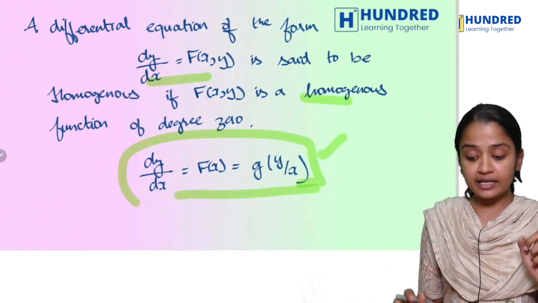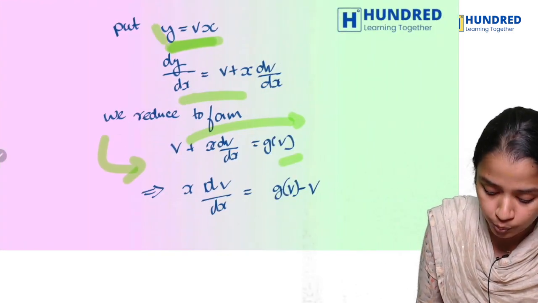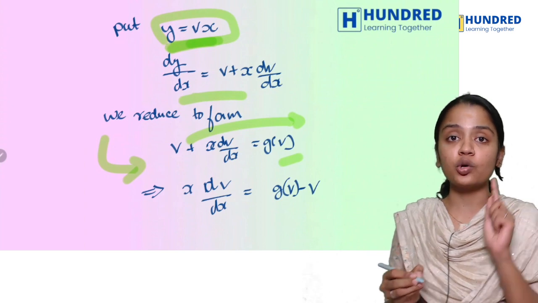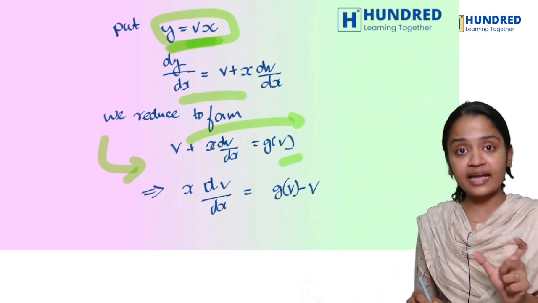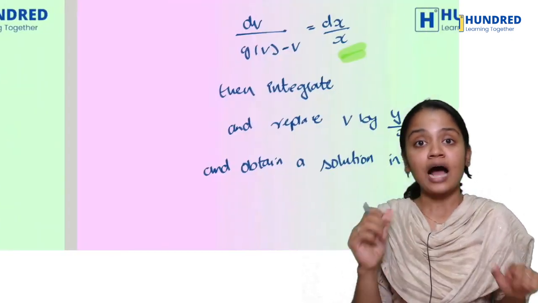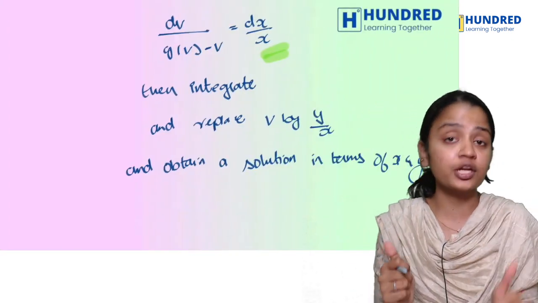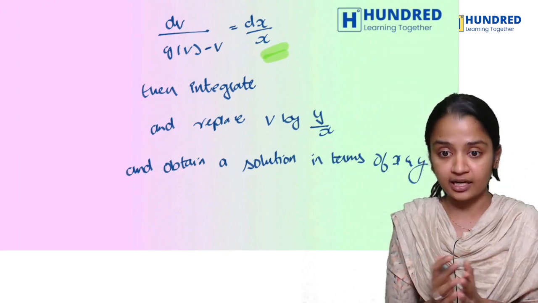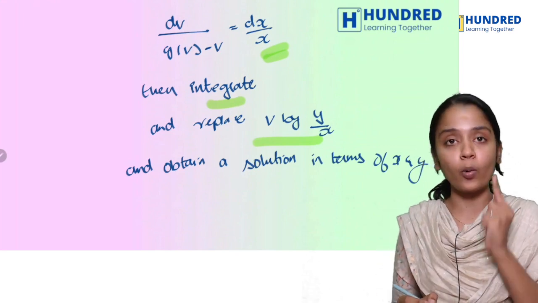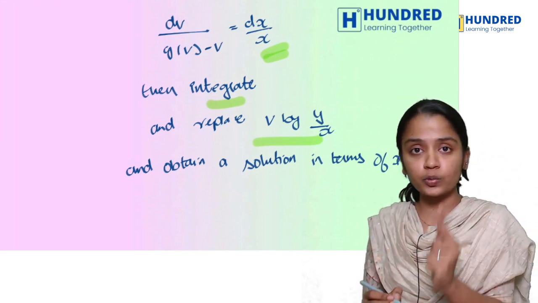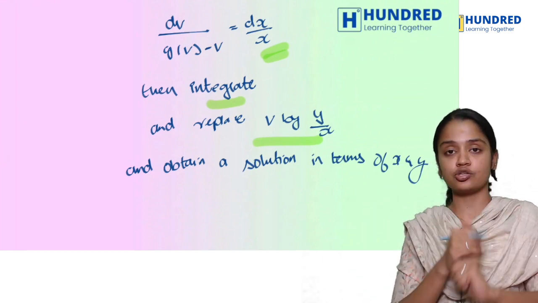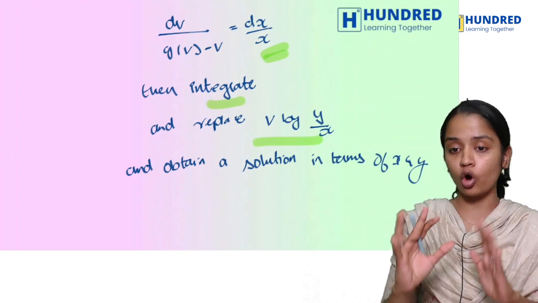Remember that for a homogeneous equation, you definitely have to put y is equal to vx. Then write the equation in terms of v and x. After that, you are supposed to integrate. After integrating, you replace v with y by x, because we have written y is equal to vx. The equation you get in terms of y and x is your solution. So this is for the homogeneous equation.